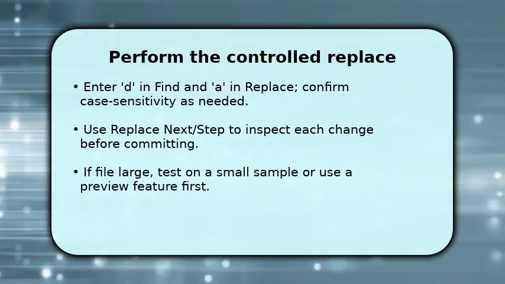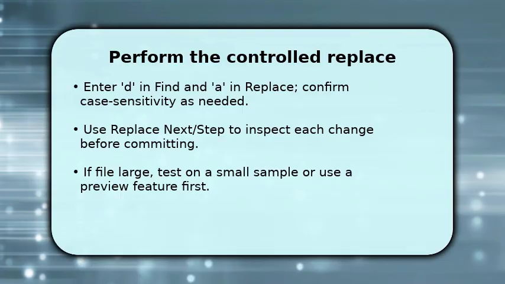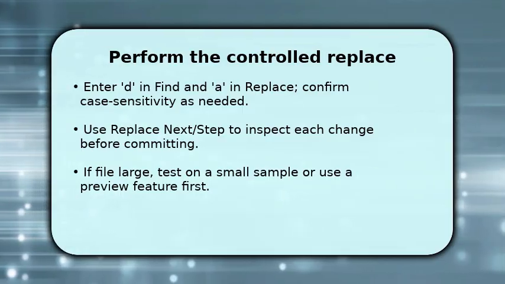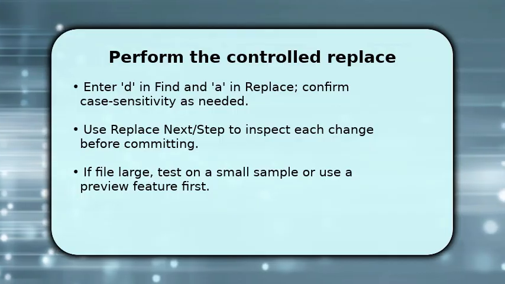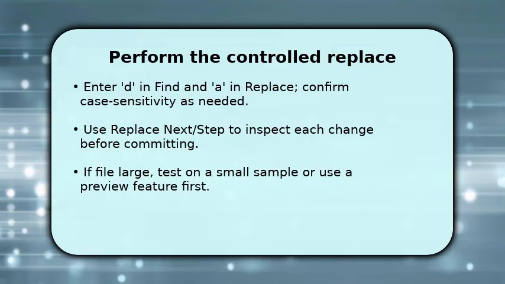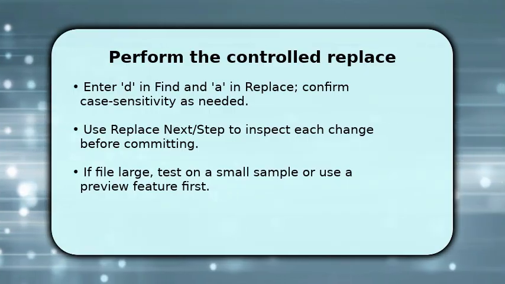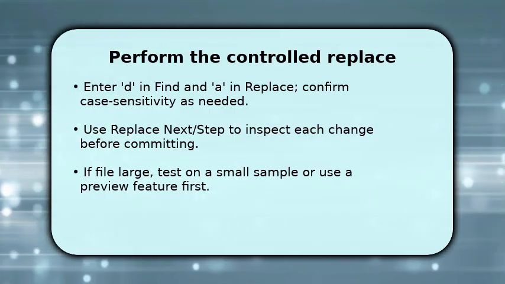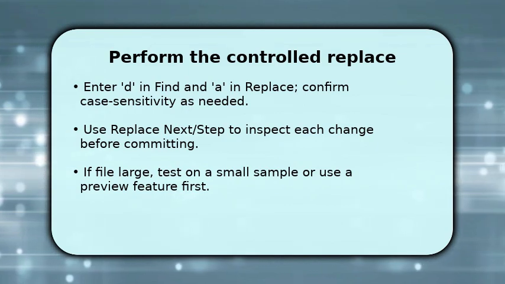Use replace next or step functions so you can inspect each instance before committing. This prevents accidental mass edits. If the editor offers a preview or change list, review it. Take your time on the first dozen replacements to confirm behavior before doing larger batches.